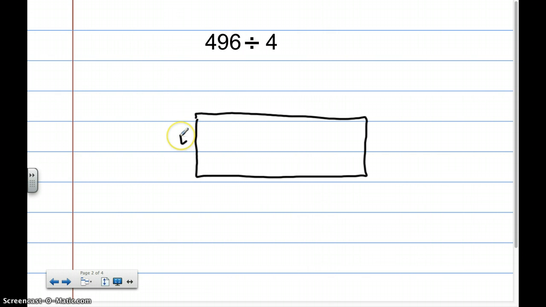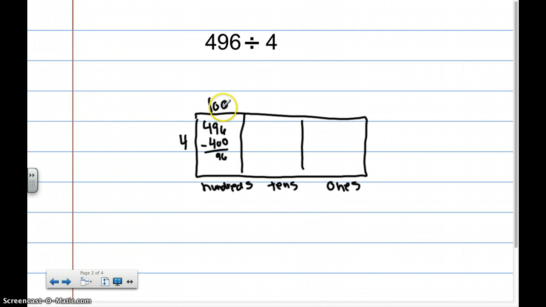So I have a 4 here, and I'm going to see how many hundreds, how many tens, and how many ones are needed to go into 496. Well, 496, I do have 100 in there. So I can take 4 times 100 and put a 400 right here, subtract it, and it leaves me with 96. So I do have 100.